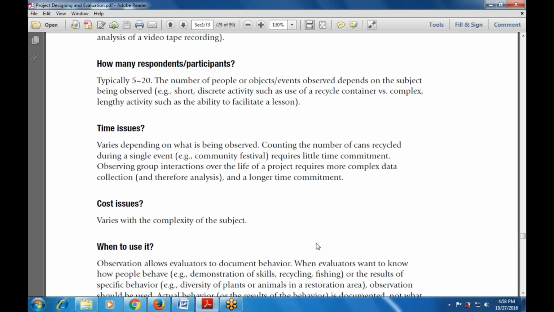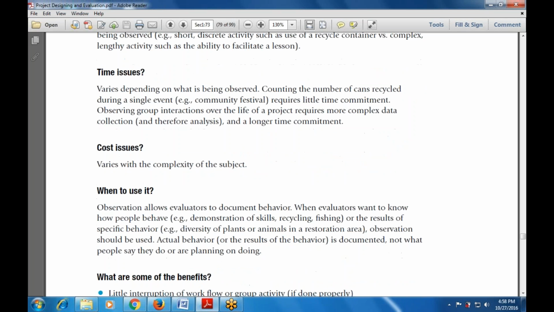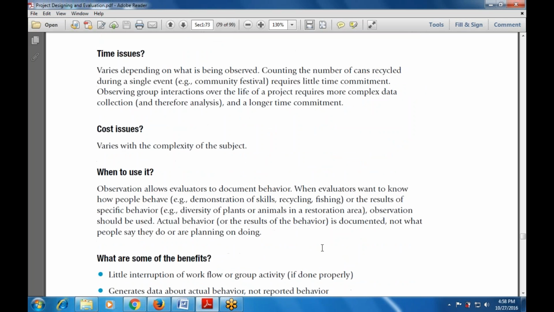Then when to use it. In what sense, what are the various ways in which we are using this? Observation allows the evaluator to document behavior. When the evaluator wants to know how people behave or the results of a specific behavior, observation should be used. At that time we are using observations.